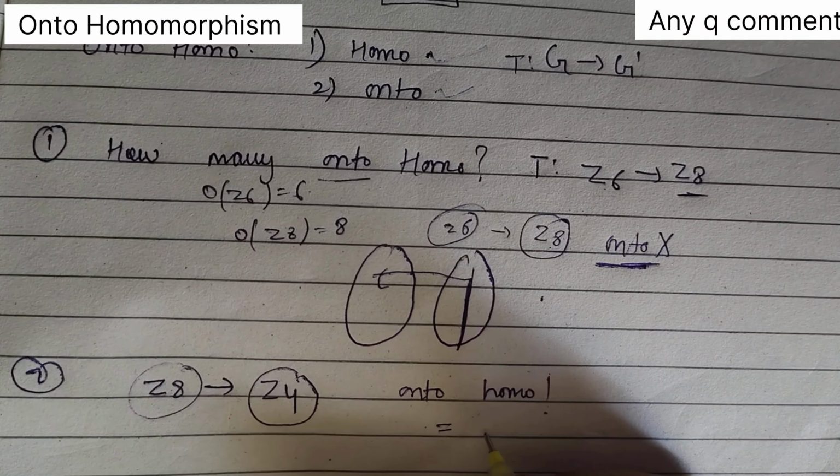We will check which one of these is onto and which one is not. Here I have drawn the groups: the first one is Z8, the second one is Z4. We have the possible homomorphisms 0x, 1x, 2x and 3x, and we need to check which of them is onto. In the first case, T of x equals 0x, so all the elements are mapped to 0. Clearly, we do not have any preimage for 1, 2, 3, so it is not onto.